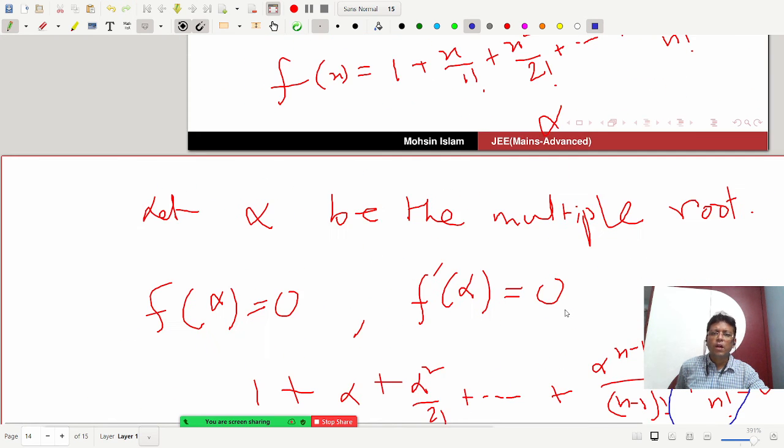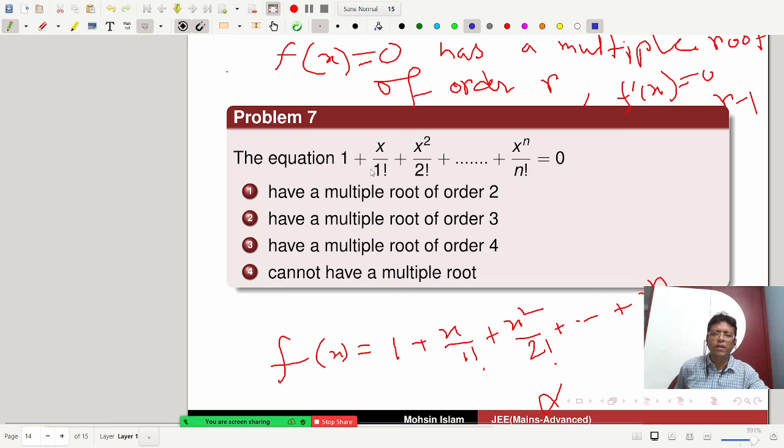0 is a root. But look at that. What is your given polynomial? 1 plus x by factorial 1. So f(0) is not equal to 0. f(0) is 1. It is not equal to 0. So 0 is not a root.